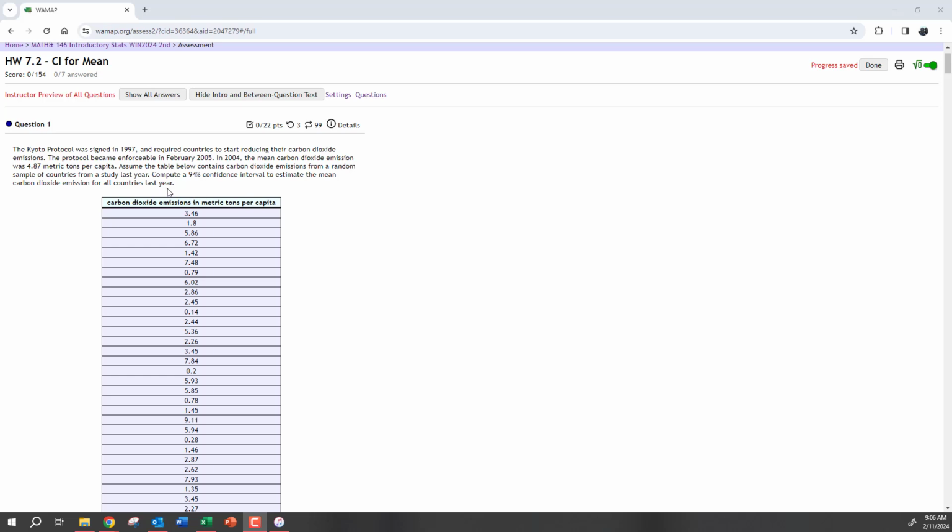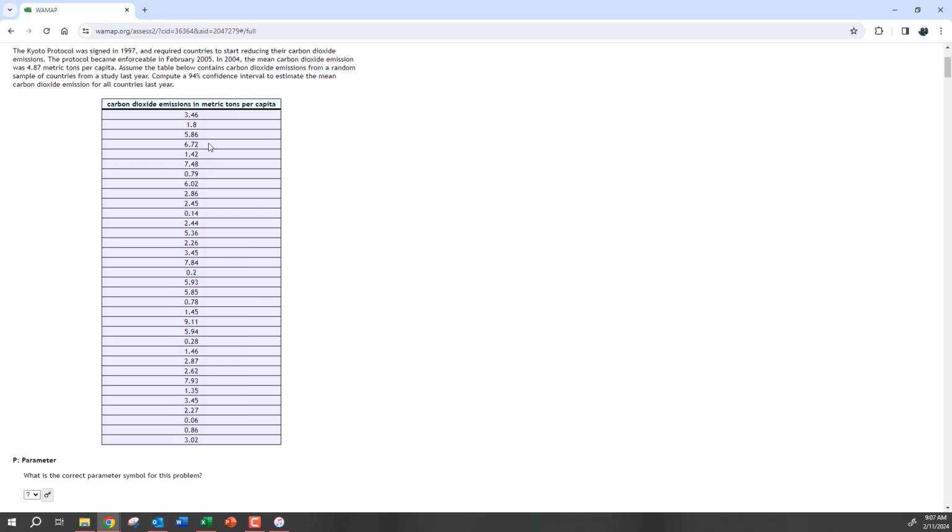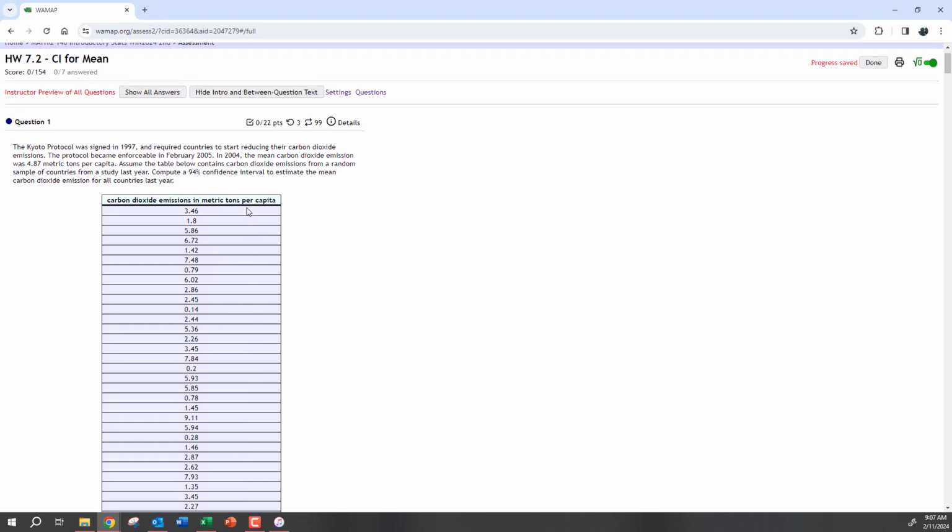And then they want you to compute a 94% confidence interval to estimate the mean carbon dioxide emissions for all countries. Now, some other interesting stuff they tell you is that in 2004, the mean was 4.87 per capita, but they don't tell you anything about what the standard deviation was. So we don't know the standard deviation of the population, right? Because the population are all countries. We just have a sample here of, I think it's about 34 or so of them.